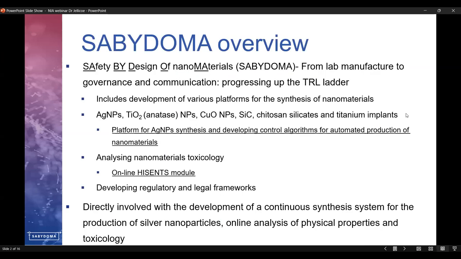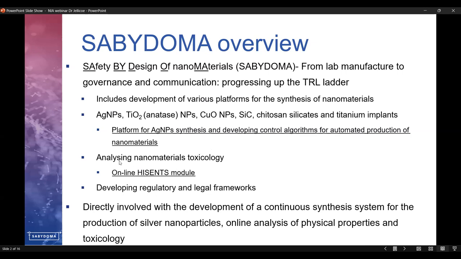So the Sabudoma overview is safety by design of nanomaterials. We're trying to progress up the technology readiness ladder, looking at the development of nanomaterials through various platforms, such as silver nanoparticles, titanium, copper oxide, along with a number of other ones. We're trying to analyze the nanomaterials' toxicity through an online high-sense module, which I'll talk about later in this talk, and then develop a tox score based upon cell cultures.